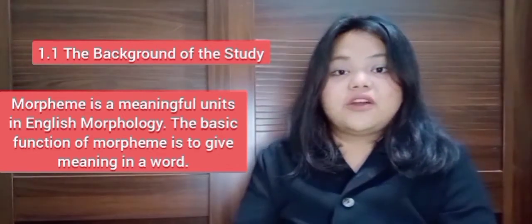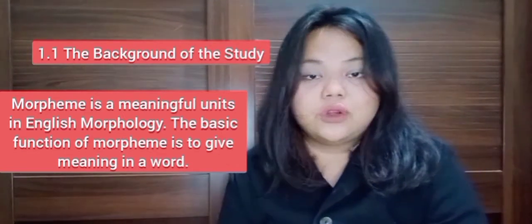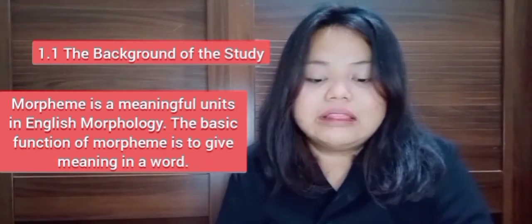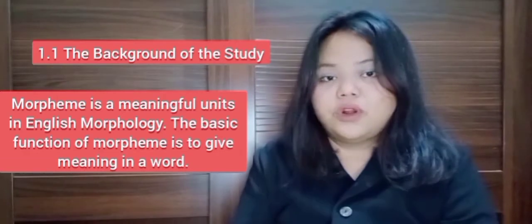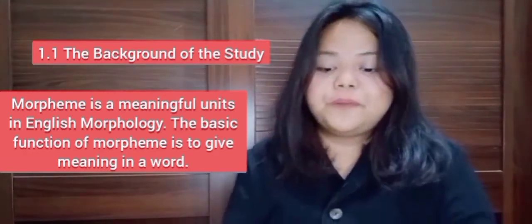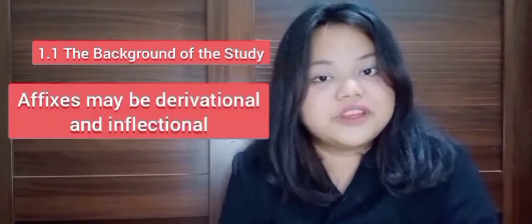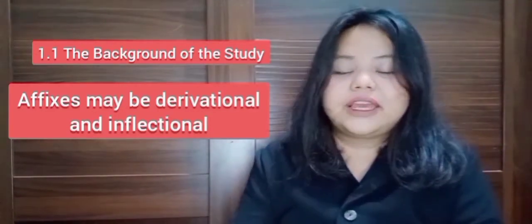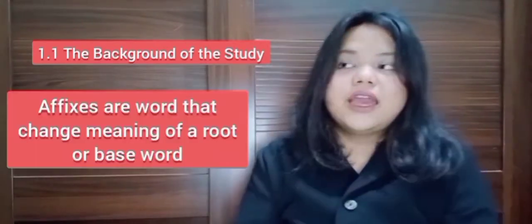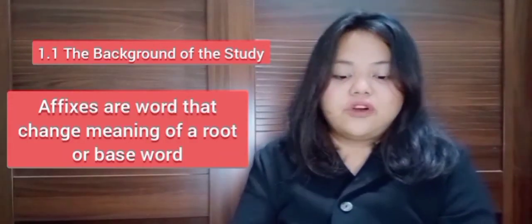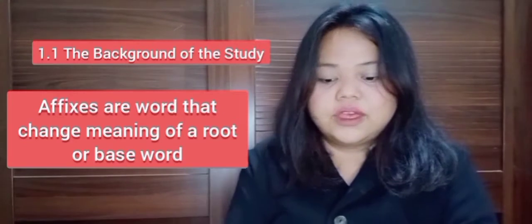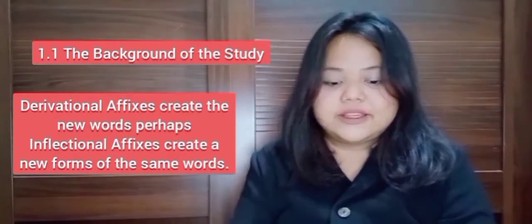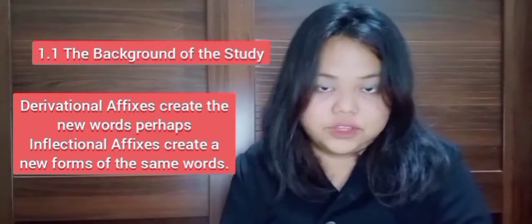It may or may not stand alone. When it stands alone, it is thought to be the root. However, when it depends on another morpheme to complete a word, it becomes an affix. Affixes may be derivational or inflectional, and in this context the element cannot stand alone. Affixes change the meaning of a root or base word. Derivational affixes create a new word, whereas inflectional affixes create a new form of the same word.